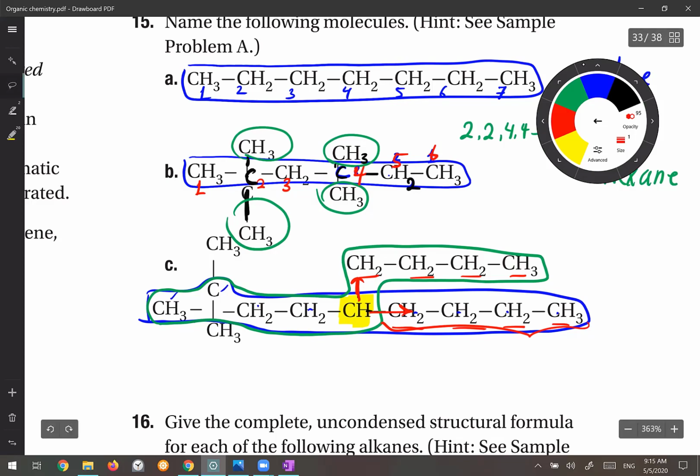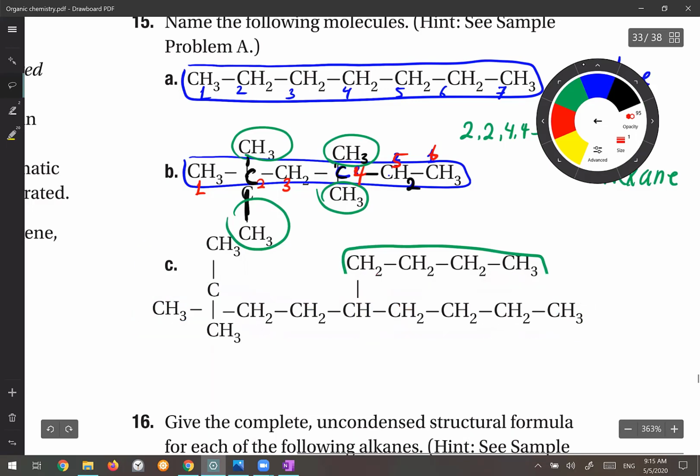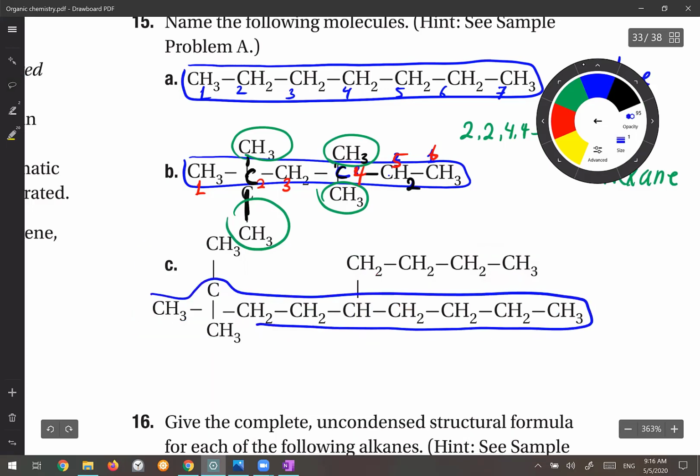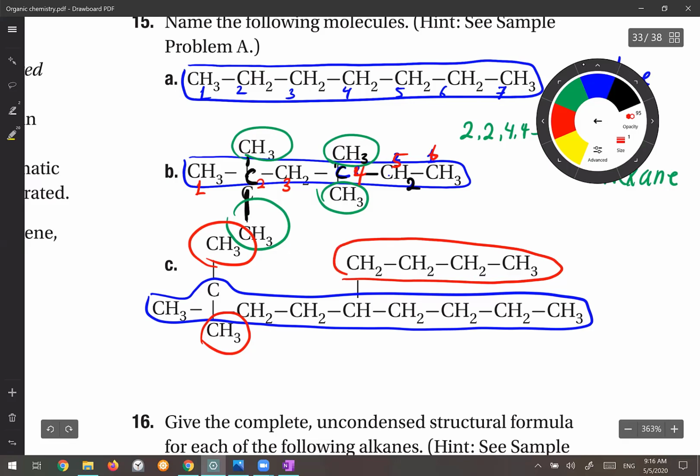But I personally prefer to choose the one which makes my parent appear in a straight format. So I choose this one to be the parent. No matter which one you choose, both of them are correct and you will get the same answer. So what are my branches here? I have one methyl here and the next methyl here, and I have this pretty long branch here.